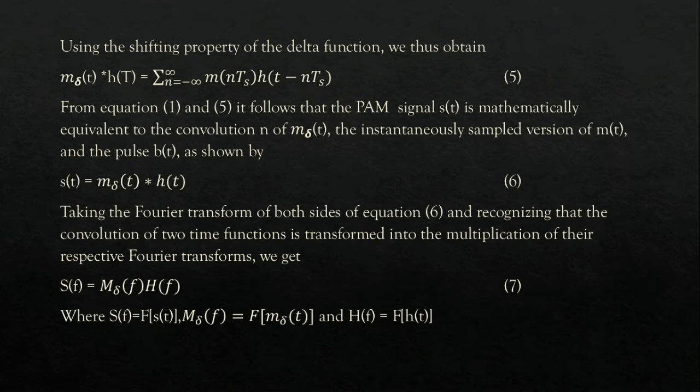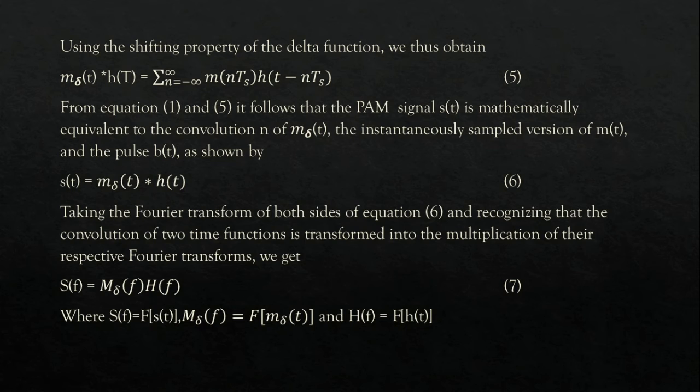From equation number 1 and 5, which is equation s of t equal to sigma n equal to minus infinity to infinity m of n Ts h of t minus n Ts, and the equation m delta of t convolution h of t equal to sigma n equal to minus infinity to infinity m of n Ts h of t minus n Ts. It follows that the PAM signal s of t is mathematically equivalent to the convolution of m delta of t, the instantaneously sampled version of m of t, and the pulse h of t, as shown by s of t equal to m delta of t convolution h of t. Let it be equation number 6.